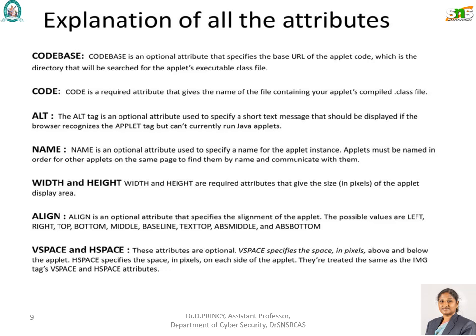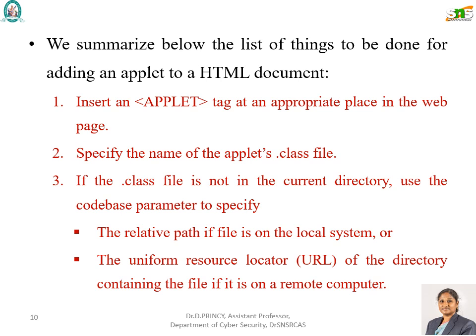So this is an explanation of the above mentioned attributes of the applet tag. Now, I summarize the list of things to be done for adding an applet into an HTML file. First, we have to include the applet tag in an appropriate place in a web page and specify the name of the applet's .class file as the value of the code attribute. If the .class file is not in the current directory, we can use the codebase parameter to specify the web address, that is the uniform resource locator.